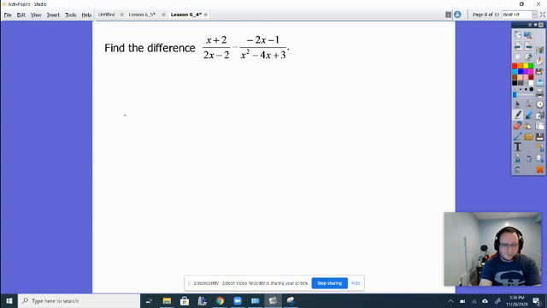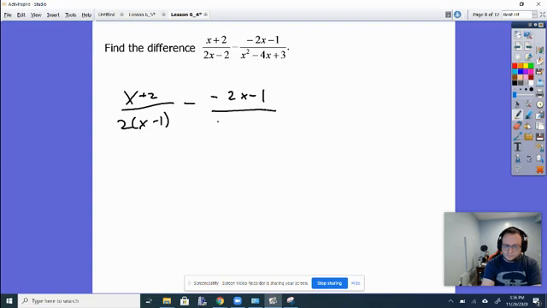The only difference is that you are subtracting, but the process is exactly the same. So factor the denominators if possible. So x plus 2 over 2, x minus 1, minus... let's actually go ahead and factor that. So let's say x minus 3, x minus 1.